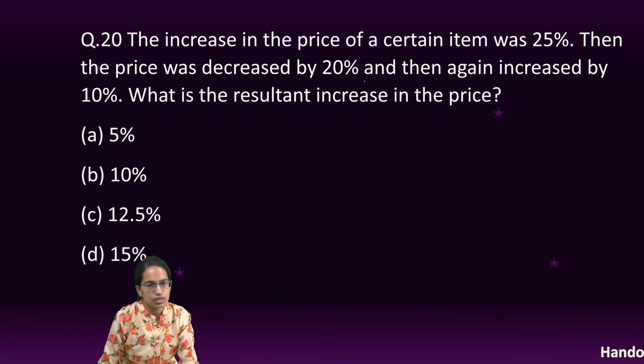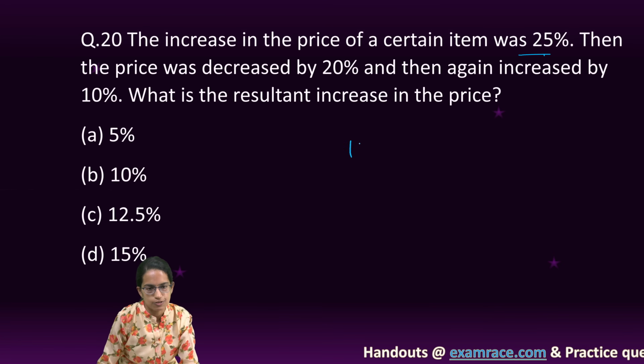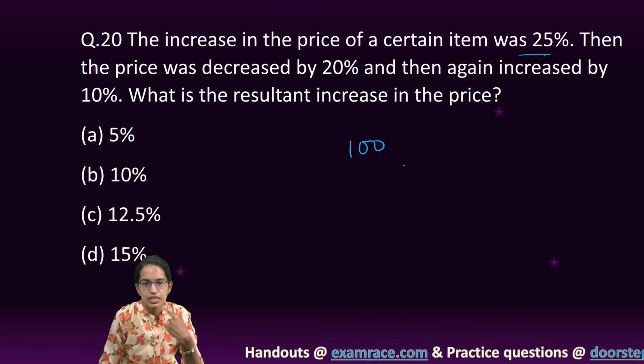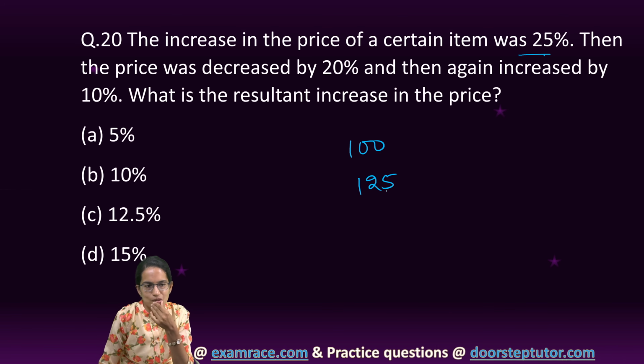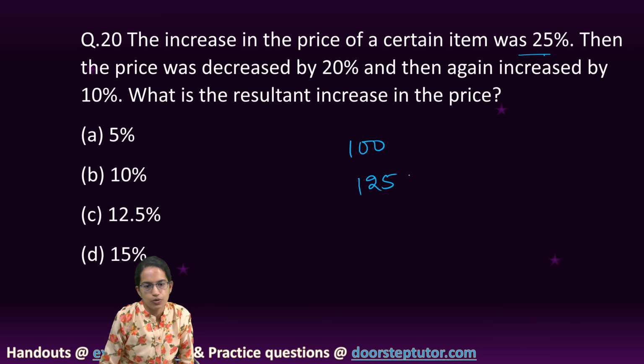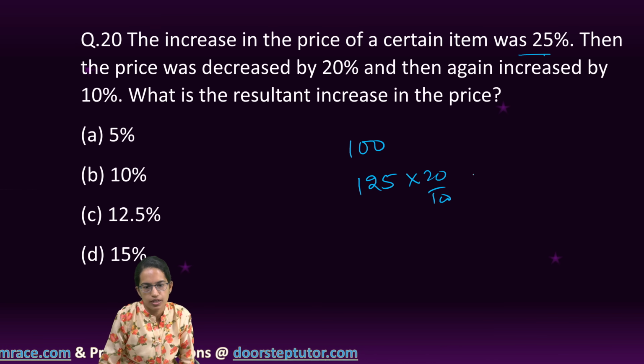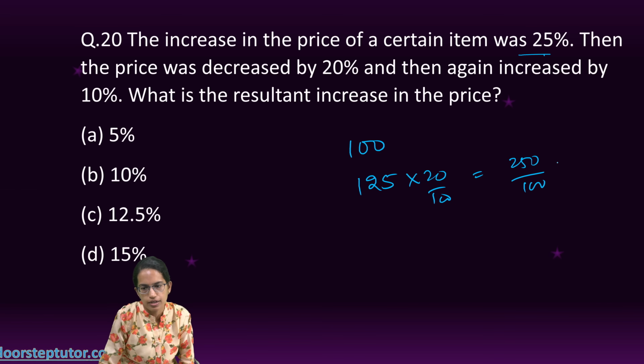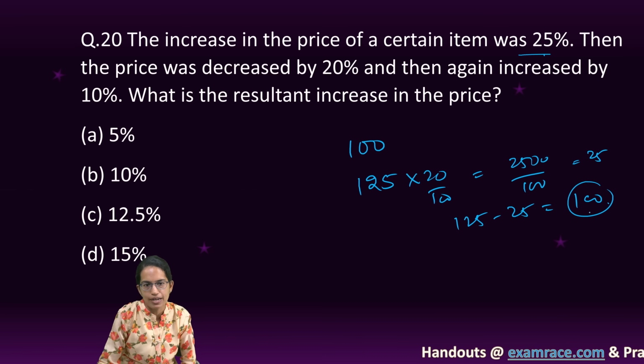Now the last question is pretty simple. What we need to understand is the price increases, so let the initial price be 100, it increases by 25%, so 125. Now it decreases by 20%, so 20% of it is how much? 125 times 20 divided by 100, which is 25. So 125 minus 25 gives me 100. So I am back at 100.